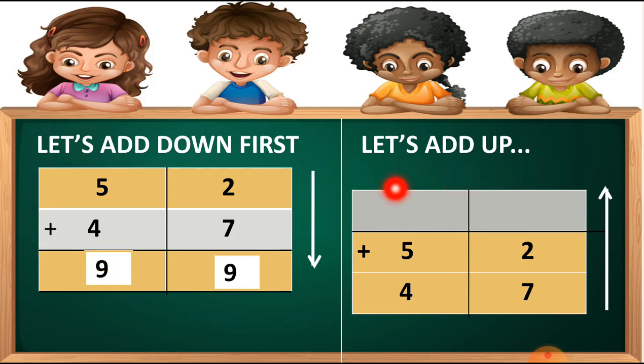Now let's add up for checking our addition. Is this right or wrong? Let's take 7 first here. 7 plus 2 is equal to 9. Now the tens column. Let's take 4 first. 4 plus 5 is equal to 9. So here the answer is the same. You can see here is 99 and here is also 99 as an answer. So the difference will not come. So this sum of ours is right.